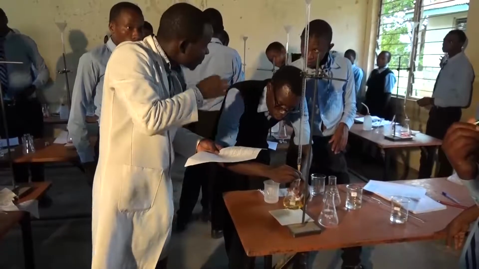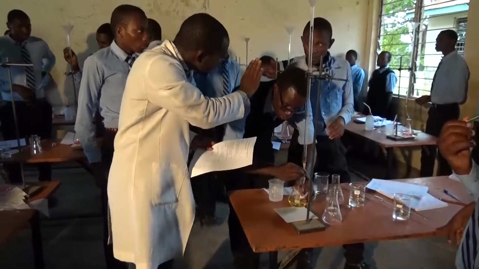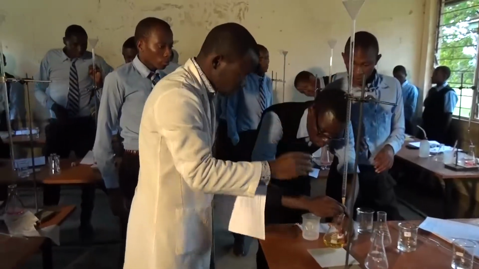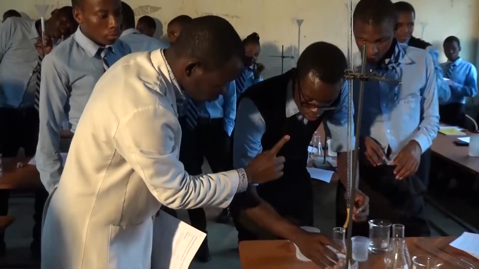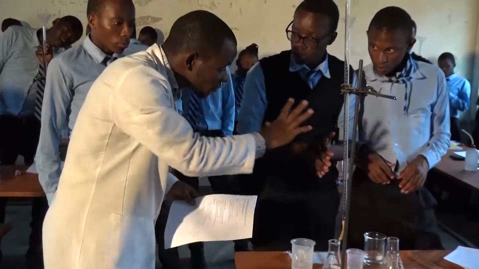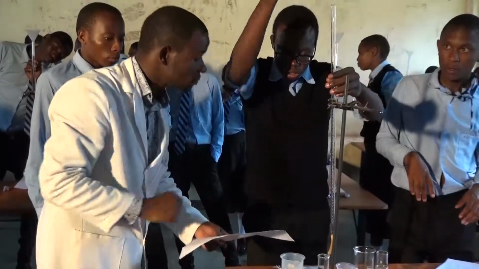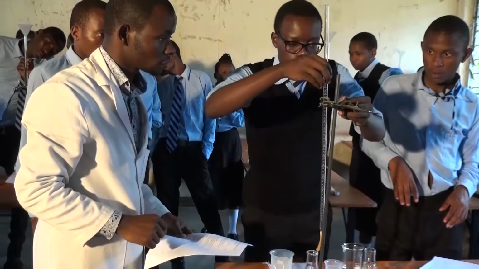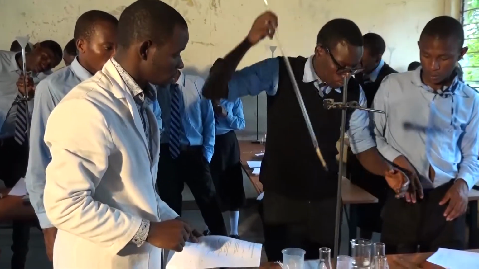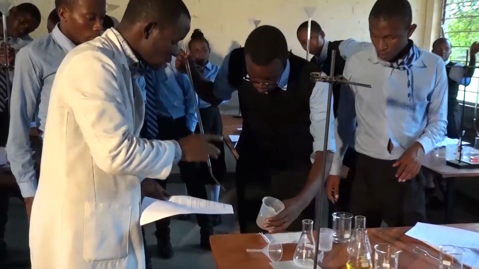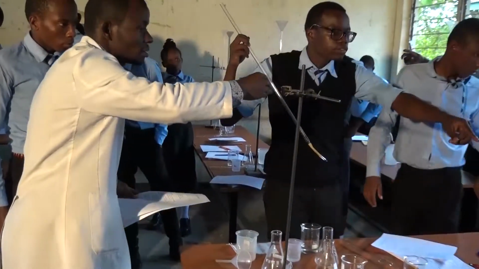So we must repeat. We pipette again 25 B. 25 B. This one here. Now, first pipette 25 B. You read there. Rinse with water. Water is in there.